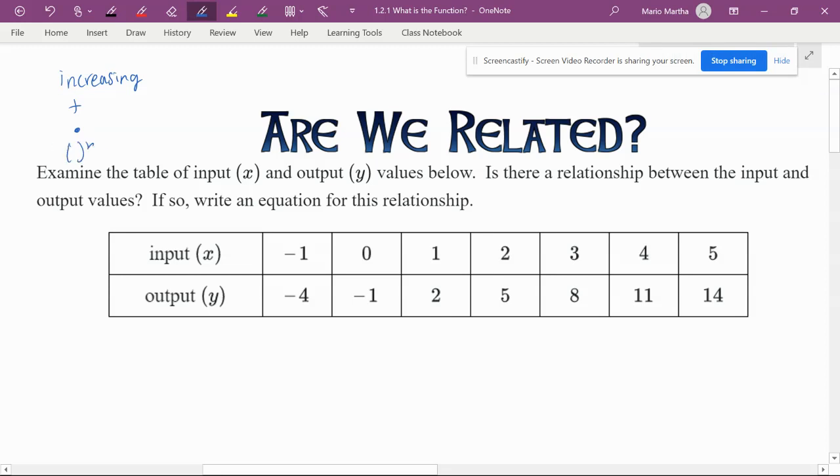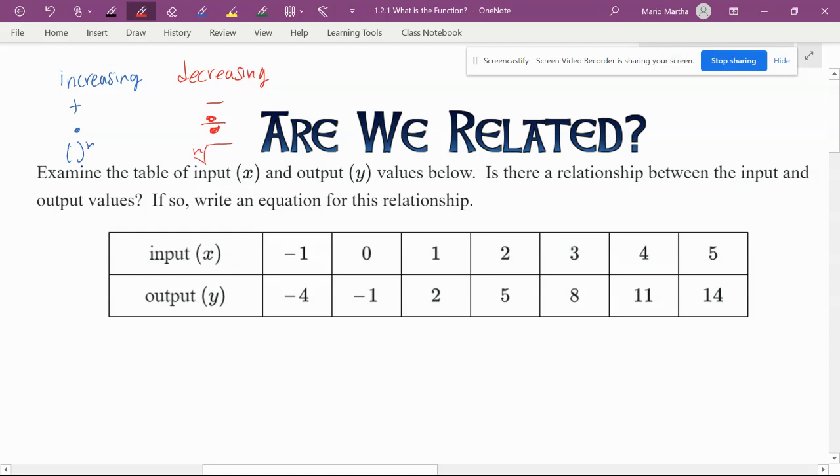And then if something is decreasing, if it's going down, then the relationship could be subtracting, right? The opposite of adding. The opposite of multiplying is dividing. And lastly, the opposite of raising something to an exponent should be taking the root of that number.